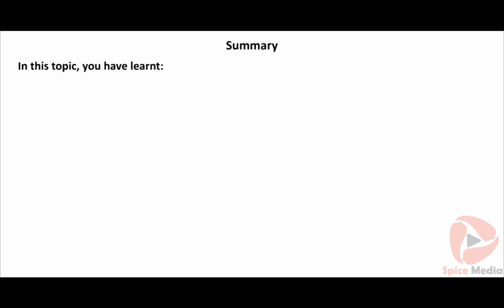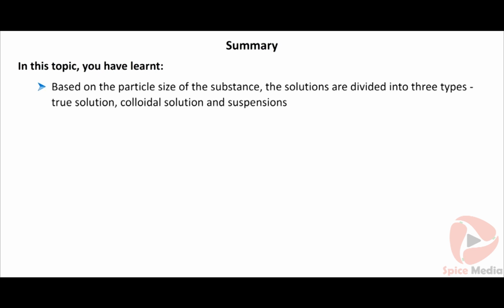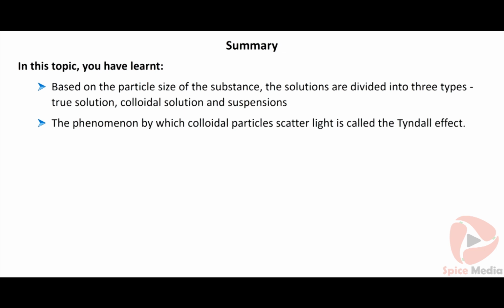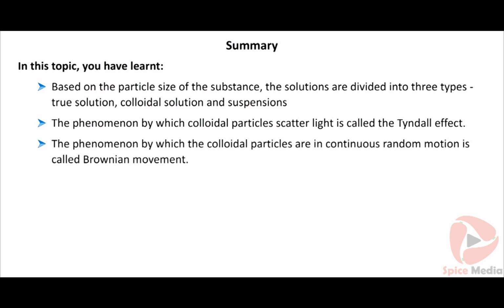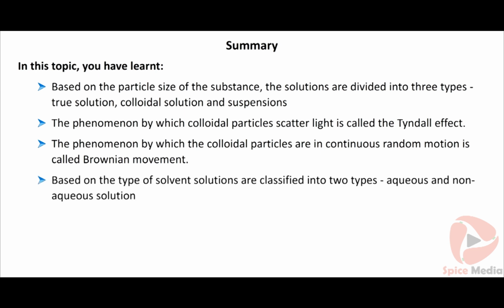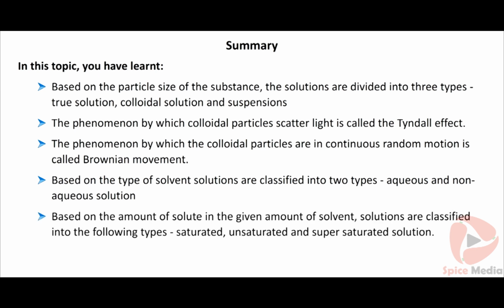In this topic, you have learned, based on the particle size of the substance, the solutions are divided into 3 types: true solution, colloidal solution, and suspensions. The phenomenon by which colloidal particles scatter light is called the Tyndall Effect. The phenomenon by which the colloidal particles are in continuous random motion is called Brownian movement. Based on the type of solvent, solutions are classified into 2 types: aqueous and non-aqueous solution. Based on the amount of solute in the given amount of solvent, solutions are classified into the following types: saturated, unsaturated, and supersaturated solution. Nitrogen in earth soil is an example for saturated solution.